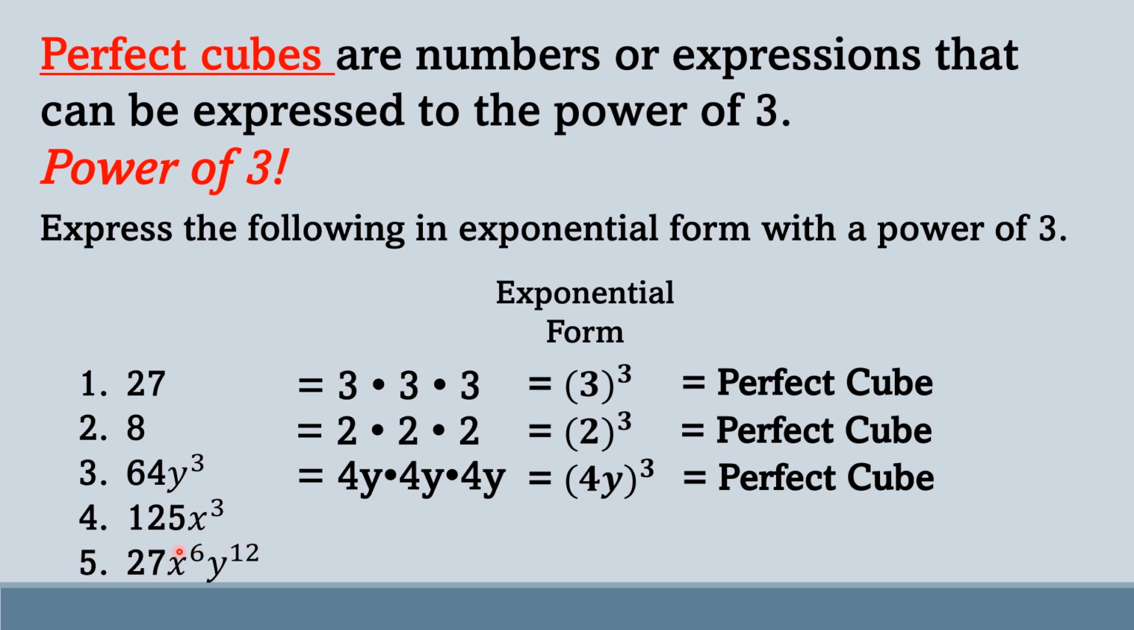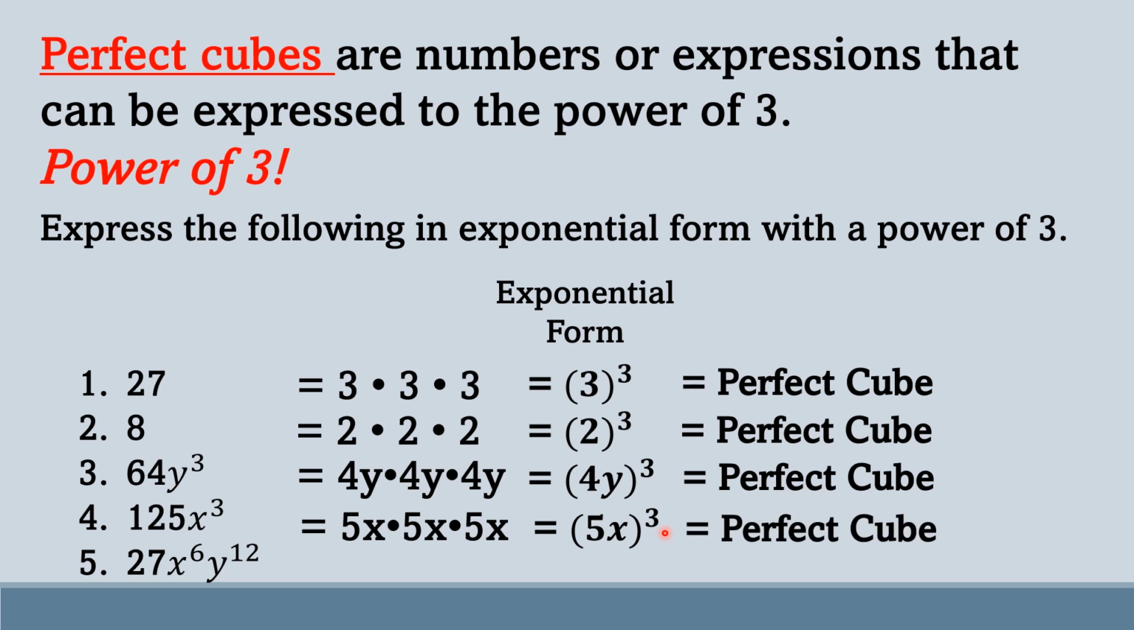So the cube root of 125x cubed is 5x. Because if we are going to multiply 5x 3 times by itself, the result is 125x cubed. So if we are going to express that in an exponential form, the cube root 5x will be raised to the power of 3. So we have quantity of 5x raised to the power of 3. Therefore, 125x cubed is a perfect cube.